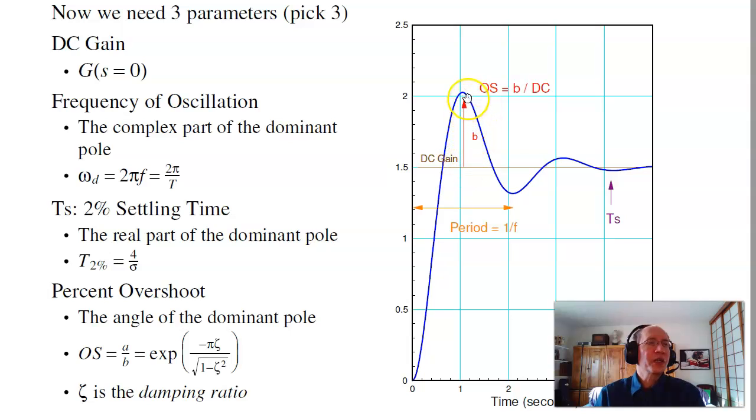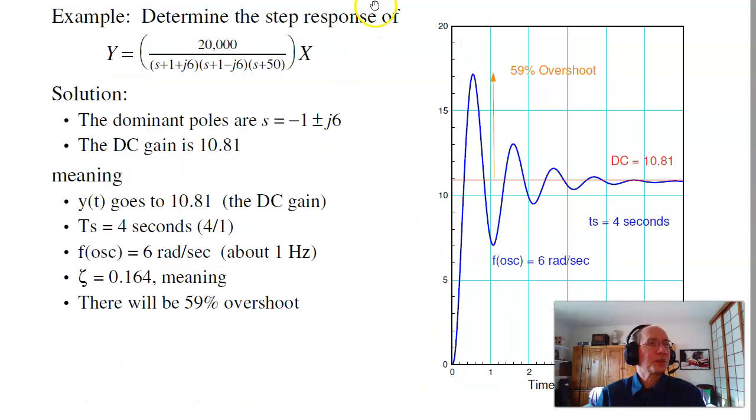The relationship between the overshoot, that's how big this peak is relative to DC, is e to the minus pi zeta over the square root of 1 minus zeta squared, where zeta is the damping ratio. The damping ratio is the angle of the pole. So for example, if I have this system and I want to find out what's the step response, I don't have to use MATLAB. I can tell you by inspection.